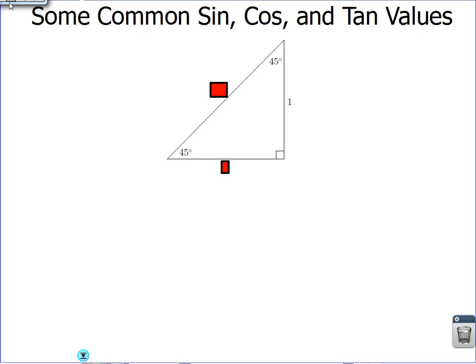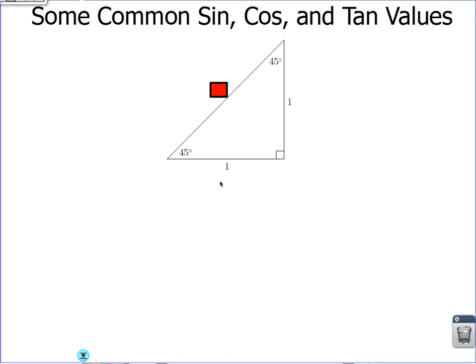Some common sine, cosine, and tangent values. Before we go into this, we need to go back and revisit from geometry basic 45, 45, 90 right triangles, and here in a second 30, 60, 90 right triangles. If you don't remember, shortcut-wise, anytime you have a 45, 45, 90 right triangle, since the two angles are the same, that makes this an isosceles triangle. And if the two angles are the same, then the two side lengths are going to be the same as well. If you got a side length of 1, the other side length is going to be 1 as well.